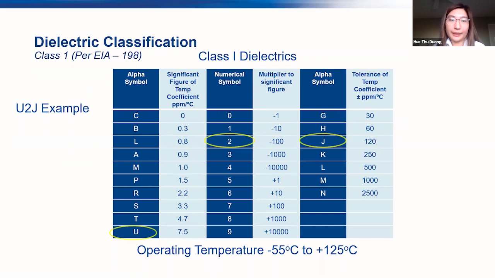For U2J, you would multiply 7.5 and minus 100, which will give you negative 750, plus or minus 120 parts per million per degree C, which will give you 7.5% at 125 degrees C.